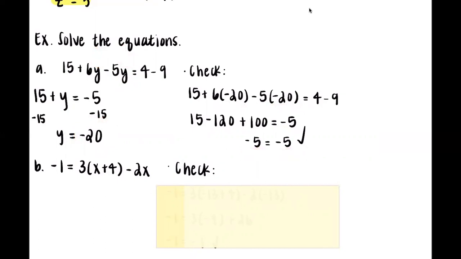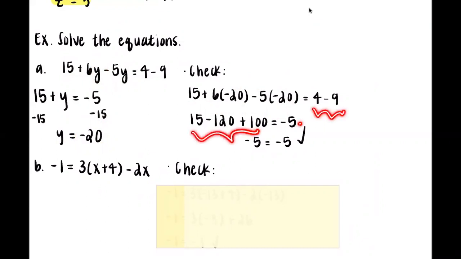So notice when we plug in negative 20, I get 15 plus 6y, but again, y is really just a negative 20, minus 5, yet again another y, which is really just negative 20, is equal to 4 minus 9. Well, I want to simplify all of this left-hand side to get 50 minus 120 plus 100. And then if I simplify the right side, I get 4 minus 9, which is negative 5.